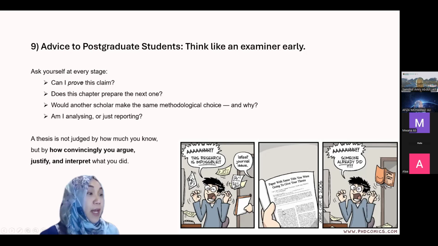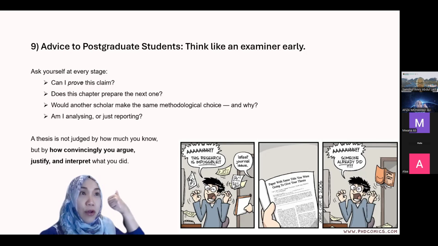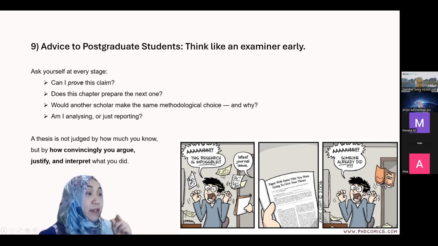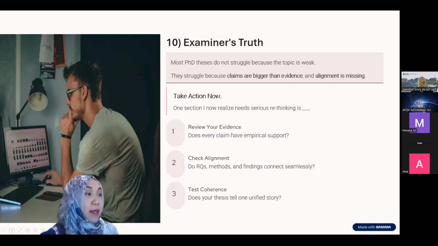I like this cartoon, by the way. Someone already did it. No. Someone may have already done it, so cite that reference. I remember I had to cite one reference that came out the year that I had to submit. I cited it. Why? It shows urgency, relevance, and your critical awareness of what's happening. So that shows your topic is relevant. It doesn't mean that because somebody did it, your topic is irrelevant. No, your topic has an argument.